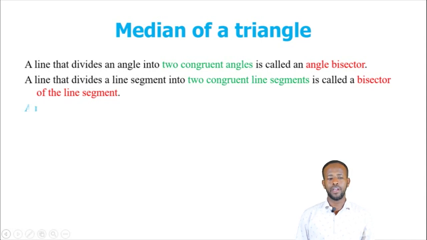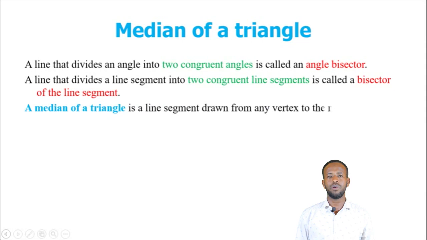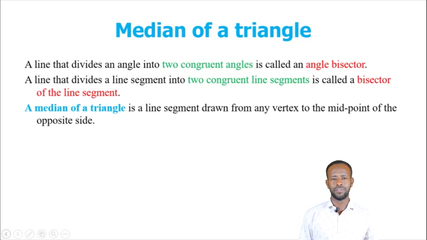Okay, a median of a triangle is a line segment drawn from a vertex to the midpoint of the opposite side. Students, give special attention here. Now we have started our topic. A median of a triangle is a line segment drawn from a vertex to the midpoint of the what? Opposite side. A triangle has three vertices, isn't it? So you will start from one vertex and go to the midpoint of the opposite side. That line segment is called a median. Is it clear? I hope that you can draw.